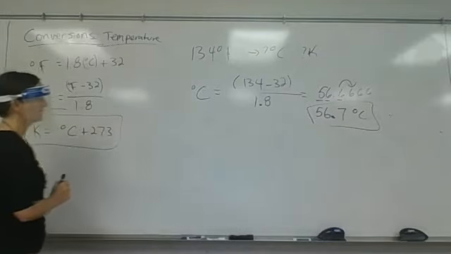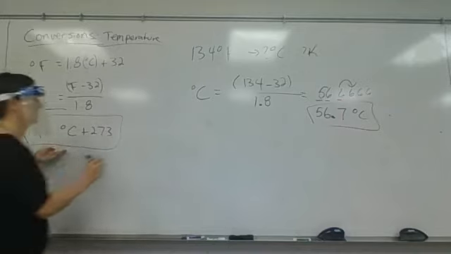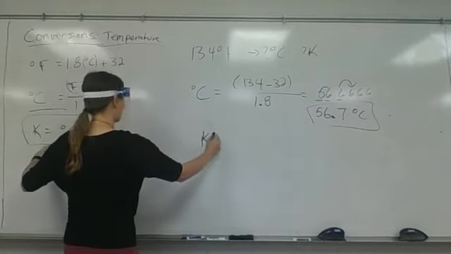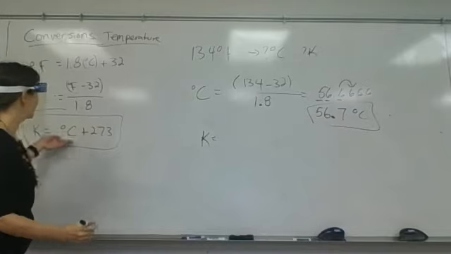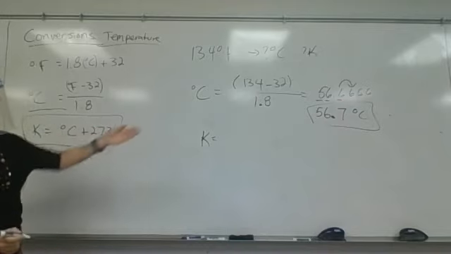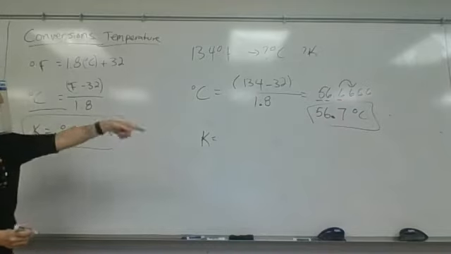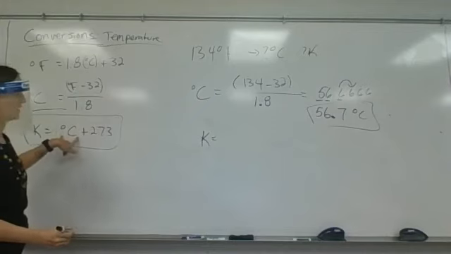Let's look at Kelvin. We only have one equation for Kelvin. And this time we don't have to rearrange it because it's Celsius plus 273 and we have the Celsius. We're going to take the 56.7 and just plug it in where this C is.